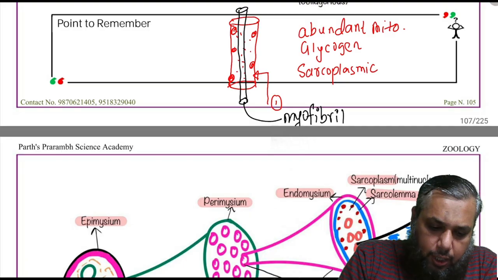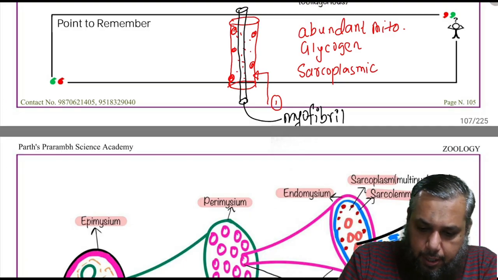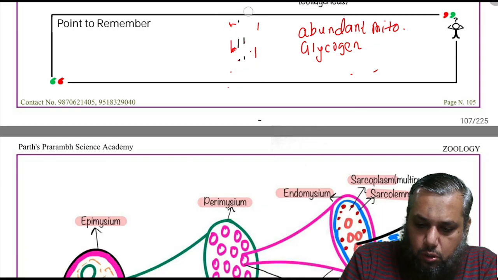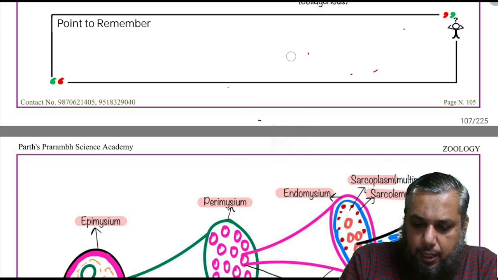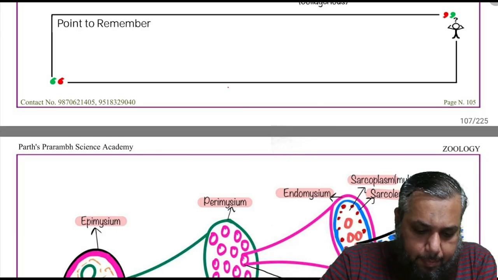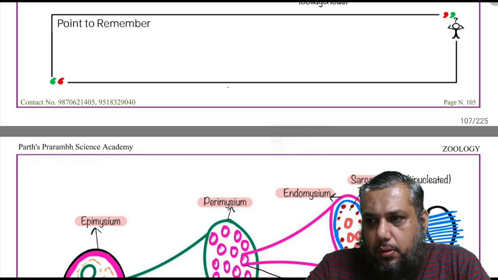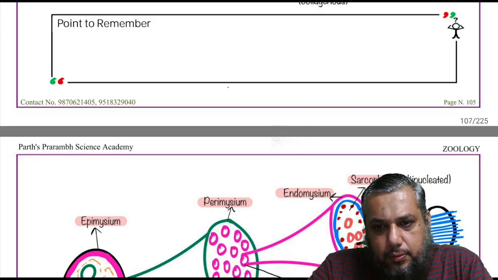So if we look at a myofibril under a microscope, we see the presence of alternating light bands and dark bands. And these alternating light bands and dark bands have been taught to you in our animal tissues part. It has alternating light bands and dark bands, but I'll just revise it.